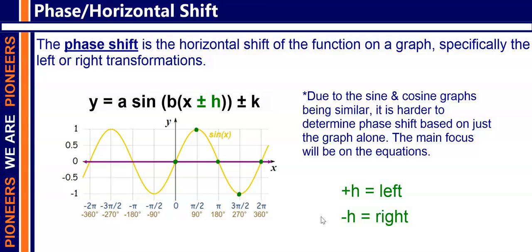Now the phase shift is the only one that won't be used for this particular week when it comes to the practice. However, it's still good to know how to identify it. Phase shift is how the graph moves left or right. It is a little bit harder to determine the phase shift and the difference between sine and cosine, so the main focus is on the equations. Make sure you remember that if you have x being added to or subtracted by a number inside a group, then that is the phase shift. If it's not inside parentheses and it's plus or minus, then that's k, and that means up or down, or the midline.